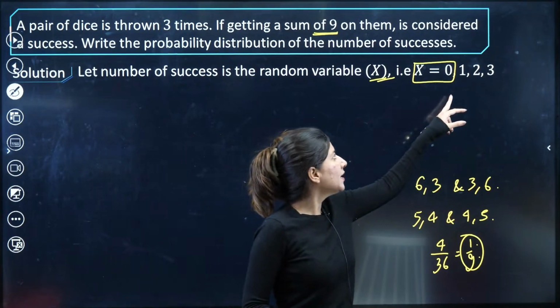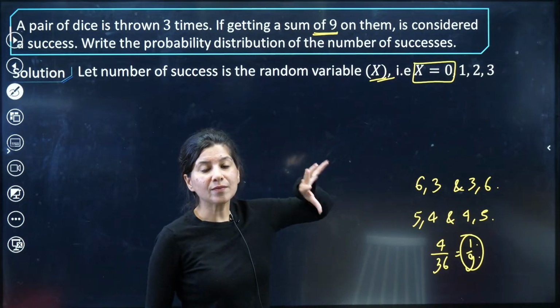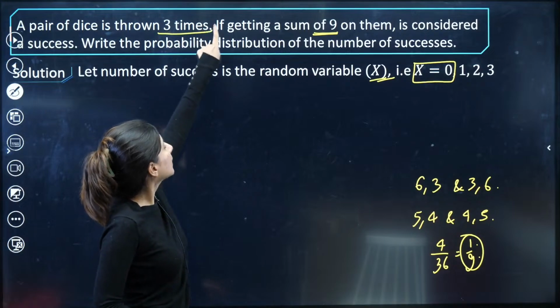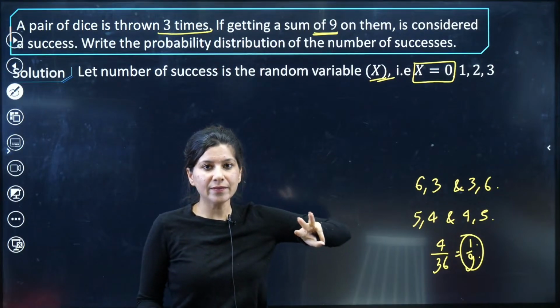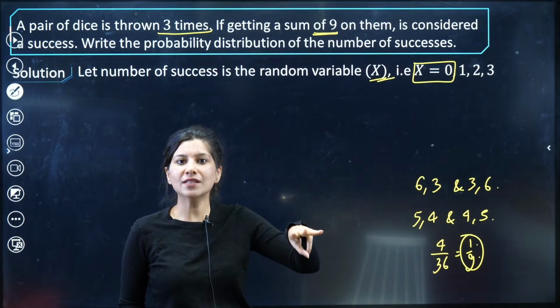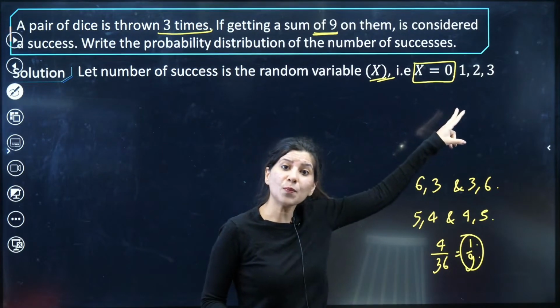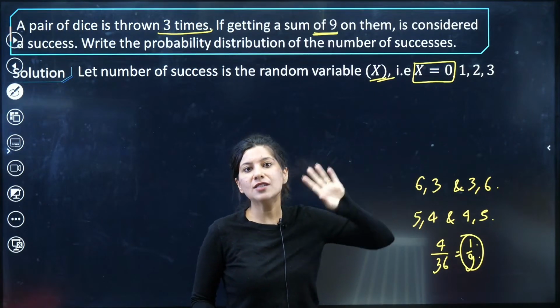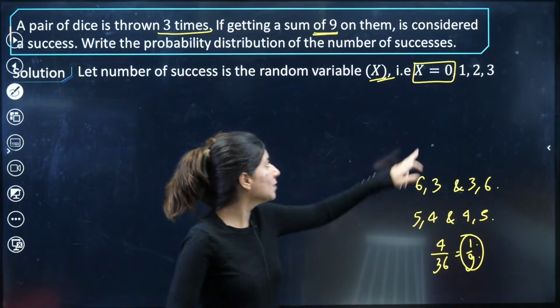Now x equals 1 means what? How many times am I throwing? 3 times, right? So out of 3 times, there is a possibility that I am getting a 9 none of the times, so x equals 0. There is a possibility that out of 3 times, only 1 time I am getting 9, and the rest 2 times I am not getting 9. So x can be equal to 1.